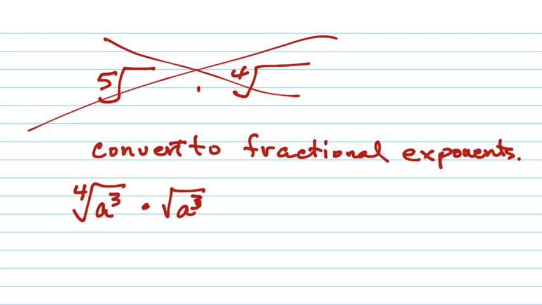This is number 3, on page 14. But if you change those radicals into fractional exponents, you can add the fractions. So that becomes a to the 3 over 4 times a to the 3 over 2.